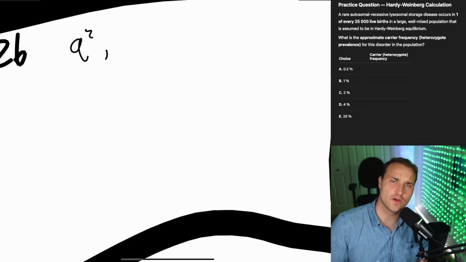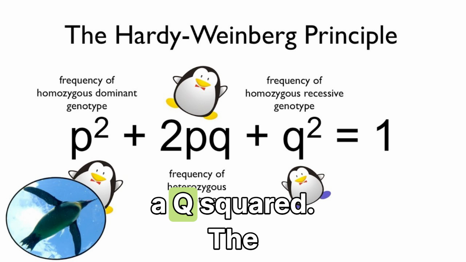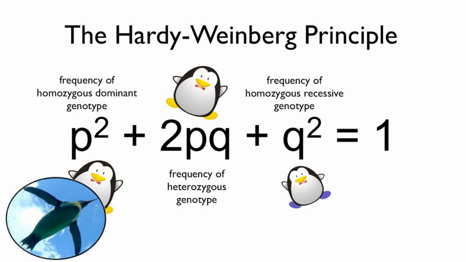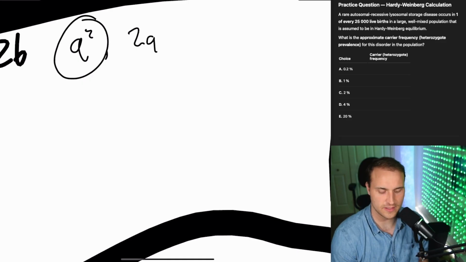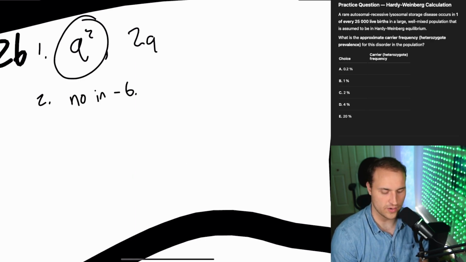So let's start. With Hardy-Weinberg equilibrium, what we need to know is the incidence of autosomal recessive disease is going to be q squared. The carrier or heterozygote frequency is going to be 2q for rare alleles. So that's the first thing to know. The second thing to know is that random mating prevents genotype-specific partner choice. So there has to be no inbreeding. This is necessary for Hardy-Weinberg equilibrium to occur.